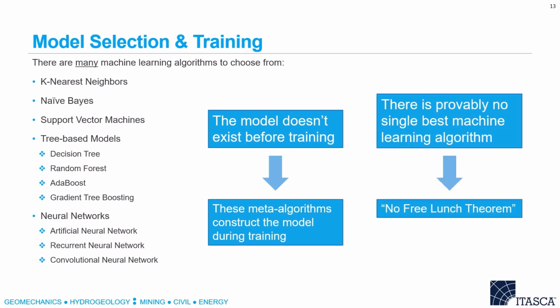Another important note here is that there is provably no single best machine learning algorithm. This is termed the no free lunch theorem, alluding to the saying that there's no such thing as a free lunch. Many of these algorithms are useful in different scenarios and for different data sets. For example, random forests tend to perform well on noisy data sets and can largely overcome overfitting.